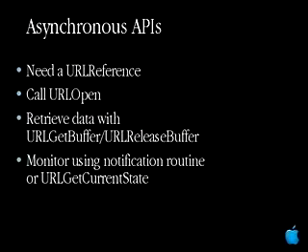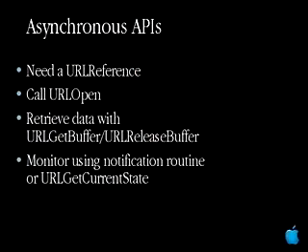Let's move on to the asynchronous APIs. Once again, to use the asynchronous APIs, you need a URL reference. But instead of calling URL download or URL upload, you're going to call URL open. URL open is an asynchronous call. What it does is return immediately and starts the download or upload in the background. You can use it to download to a file, or you can choose to get the data yourself by calling get buffer and release buffer.